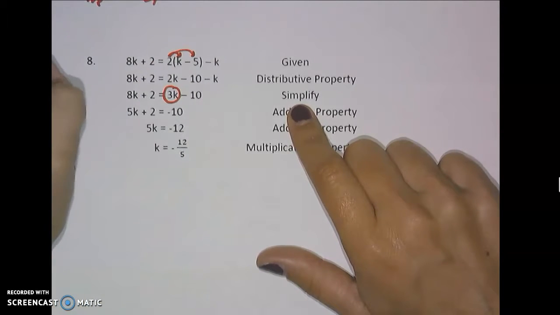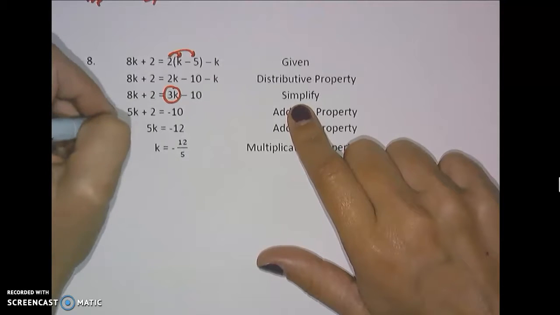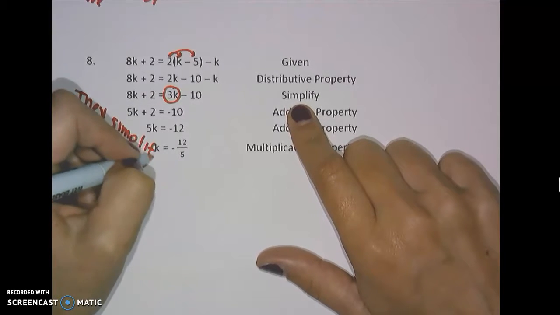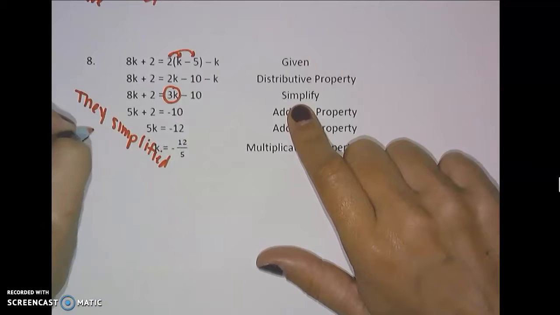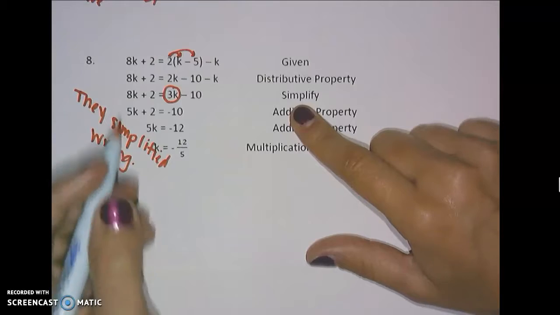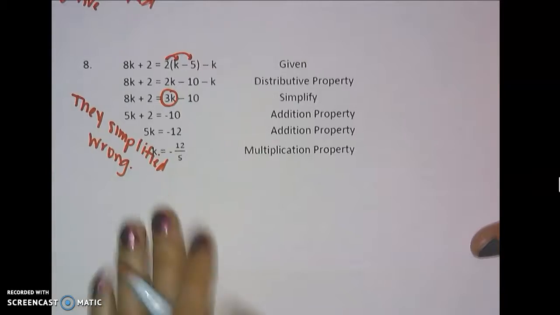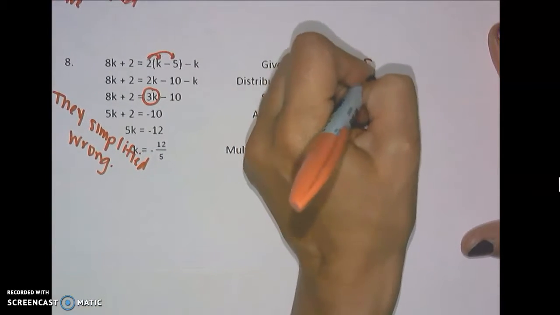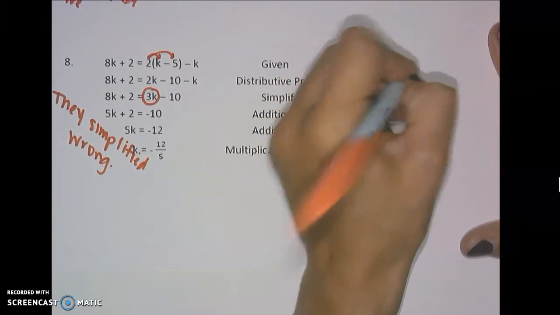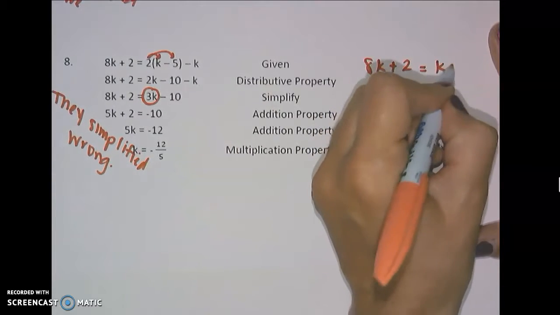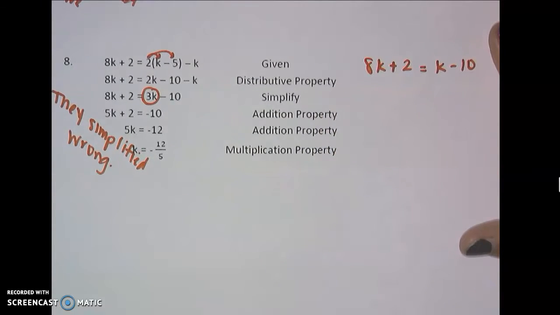So we're going to say they simplified incorrectly, they added like terms wrong. However you want to say it, you have to explain what the error was. Okay, so when we take 2k minus k, that would actually give us regular old k. So let's come over here, and we're now going to solve the equation. 8k plus 2 equals k minus 10. That's the equation we should be solving after we found our mistake.